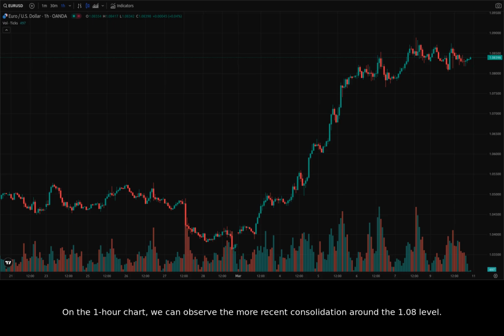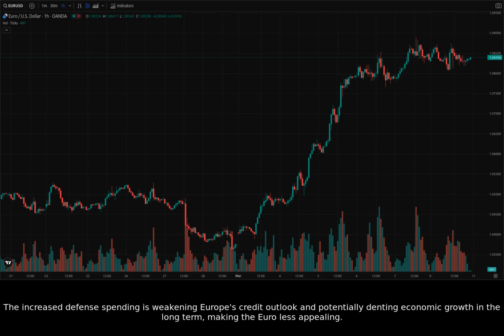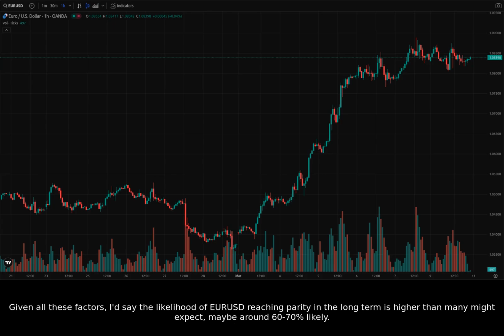On the 1-hour chart, we can observe the more recent consolidation around the 1.08 level. The increased defense spending is weakening Europe's credit outlook and potentially denting economic growth in the long term, making the euro less appealing. Given all these factors, I'd say the likelihood of EURUSD reaching parity in the long term is higher than many might expect, maybe around 60 to 70% likely.